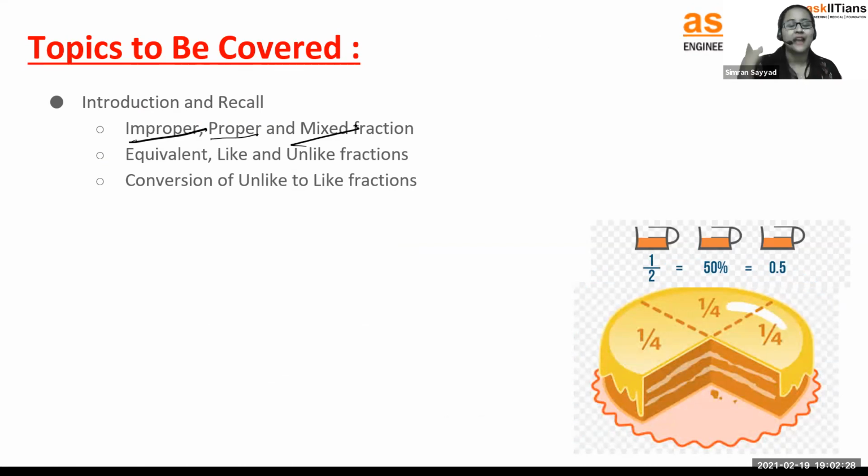Again, we have sub parts on fractions, which are equivalent fractions, like fractions, and unlike fractions. Again, here also you're going to learn how to differentiate which is like and which is unlike, how to compare them, how to convert from proper to improper, from mixed to improper, a combination of all those things. We'll also be learning conversion. How can you convert unlike fractions to like and like to unlike?